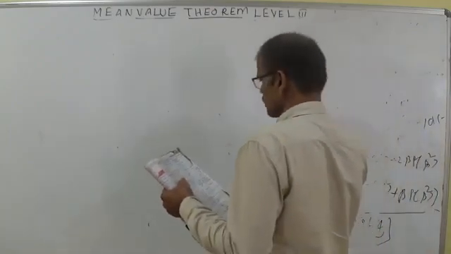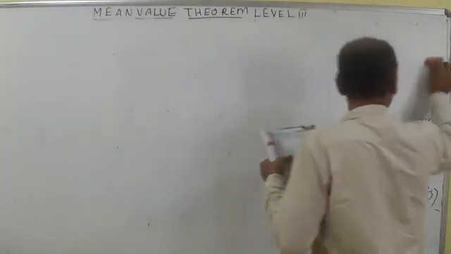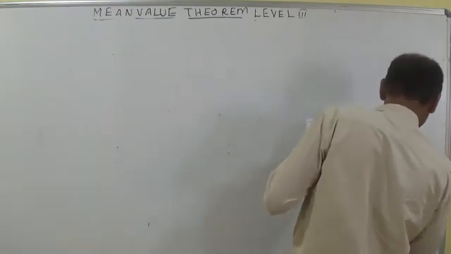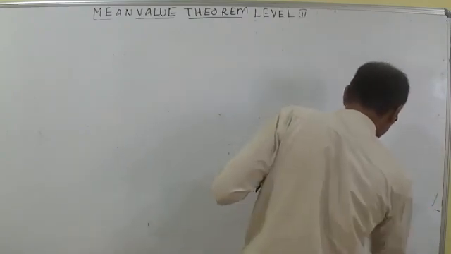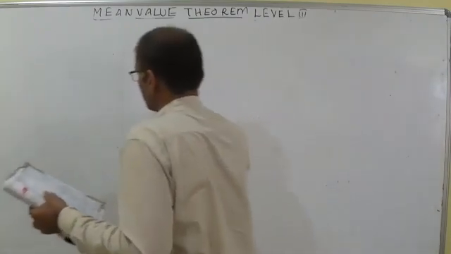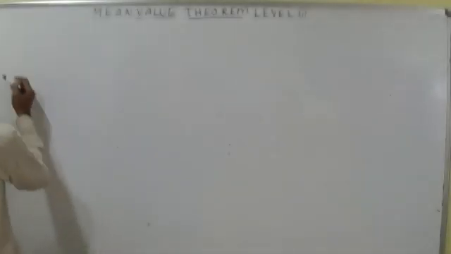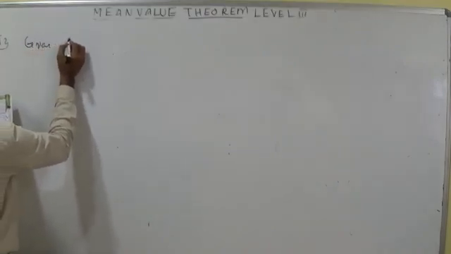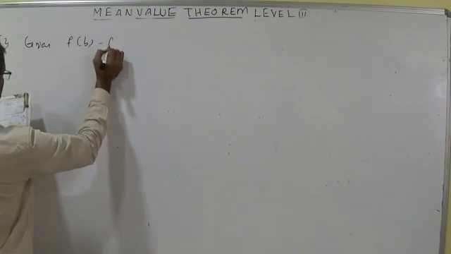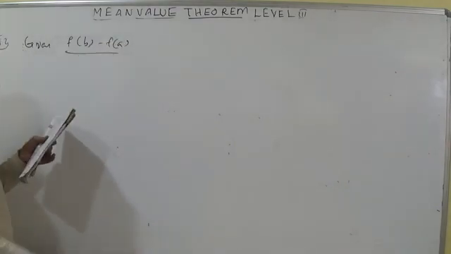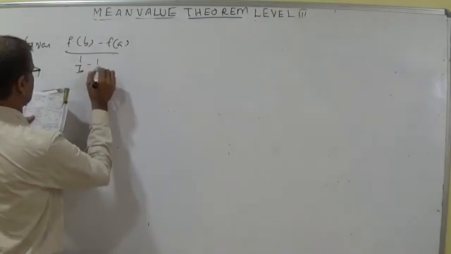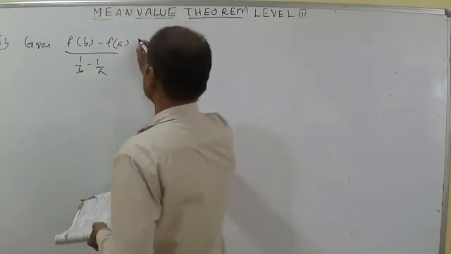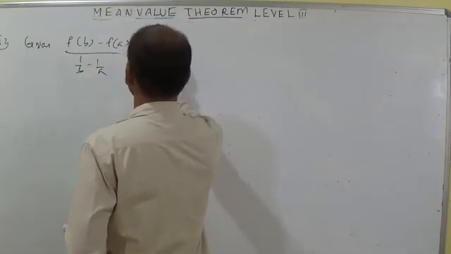f is continuous on closed interval a comma b and differentiable on open interval a comma b, ab greater than 0, then there exists c belongs to open interval a comma b such that f of b minus f of a by 1 by b minus 1 by a. Given f of b minus f of a by 1 by b minus 1 by a. So it is in reciprocal mode.